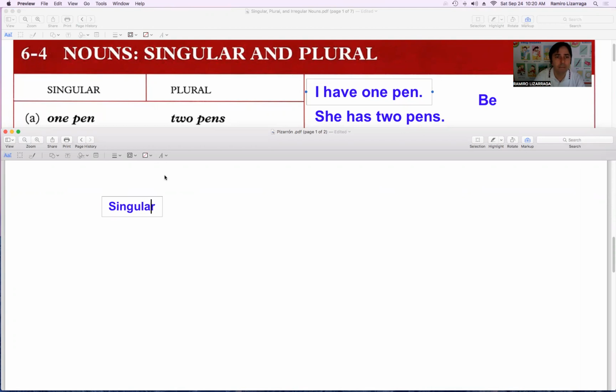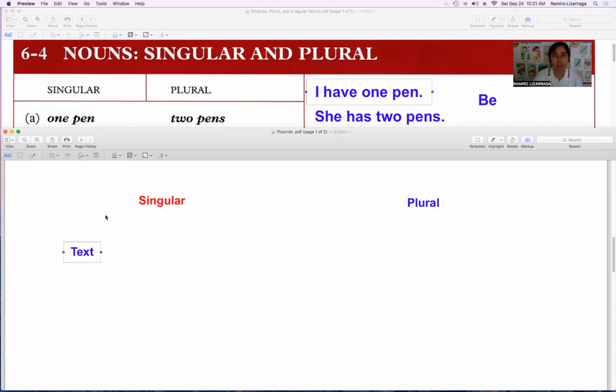Let me change the color. I like changing color. These sentences right here are going to be singular, and these sentences right here are going to be plural. I'm going to be making plural sentences and singular sentences. So right here, on this side, I'm going to be writing singular sentences, and right here, plural sentences.